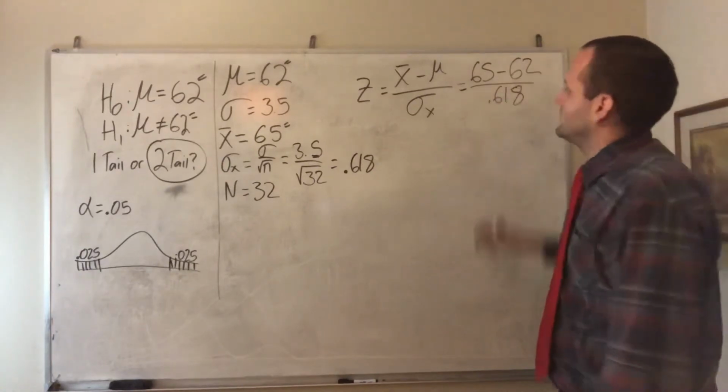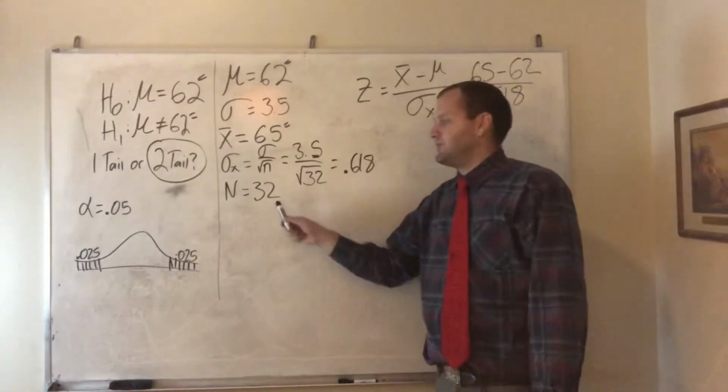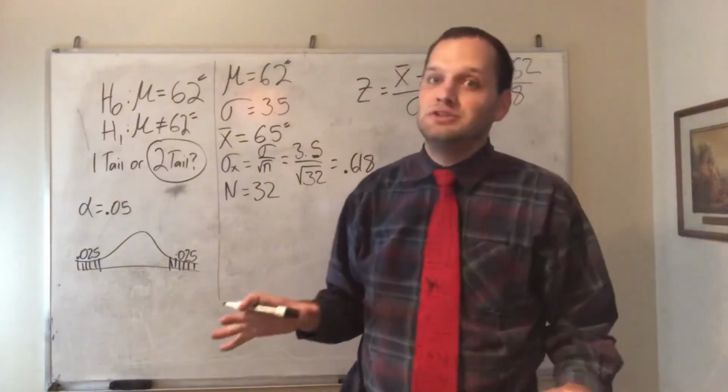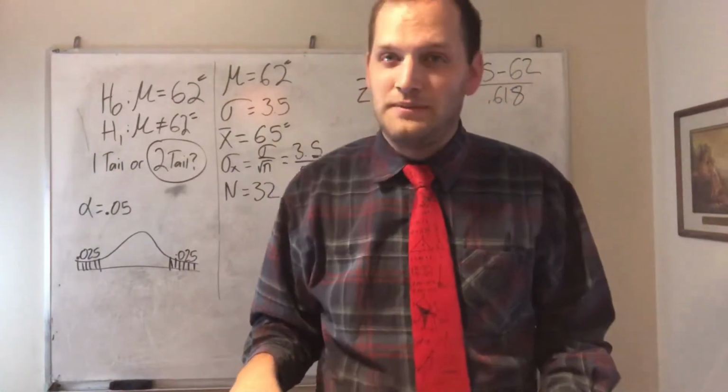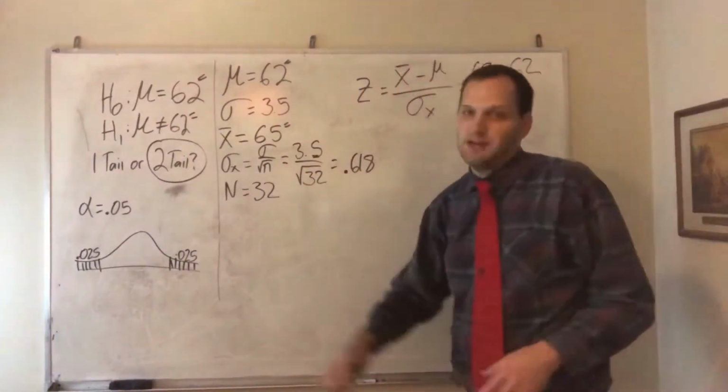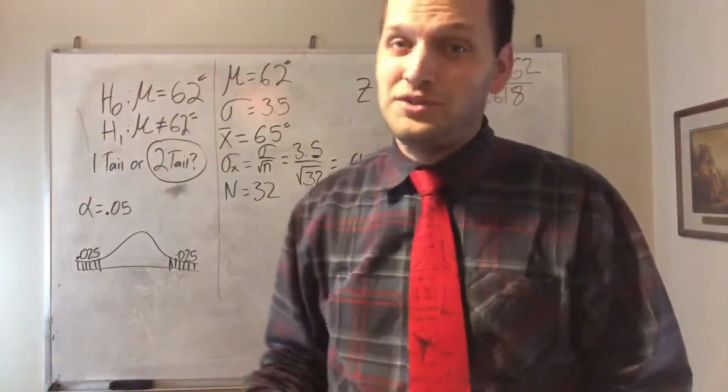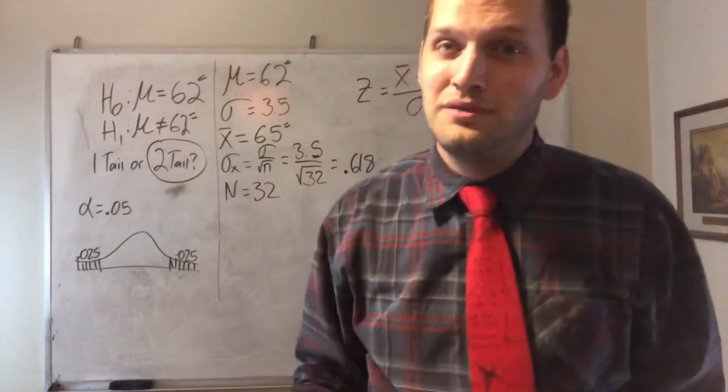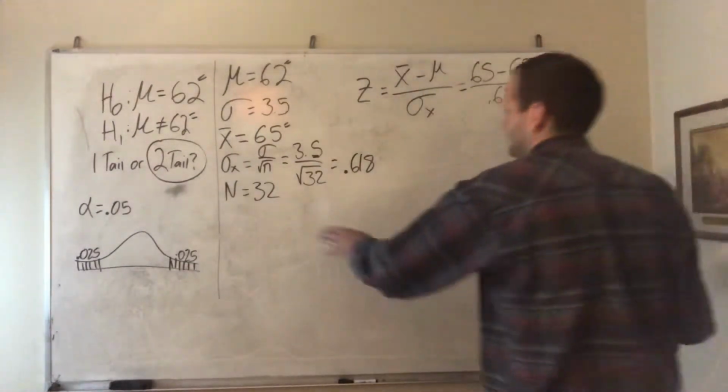0.618. Now this is assuming that these 32 are randomly chosen from the school. Okay? It does have to be random. You can't just go around and pick the tallest 32 people in the school to make your argument. You have to randomly choose those people.